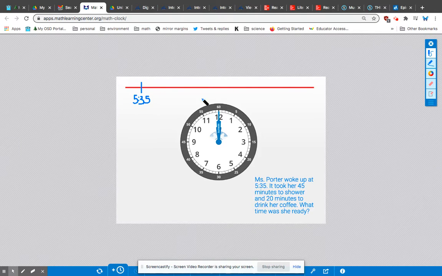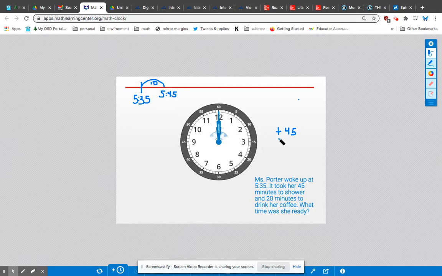So 5:35 plus 45 minutes. I'm just going to write myself a little note here. So you can jump by fives. I know 45 minutes is actually 15 minutes plus 15 minutes plus 15 minutes. So I think I'm going to jump 10 minutes. So I'm going to do a jump of 10, which would put me at 5:45.